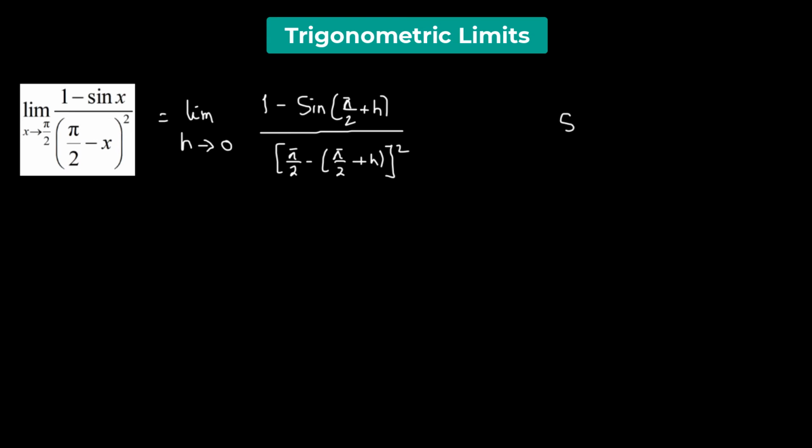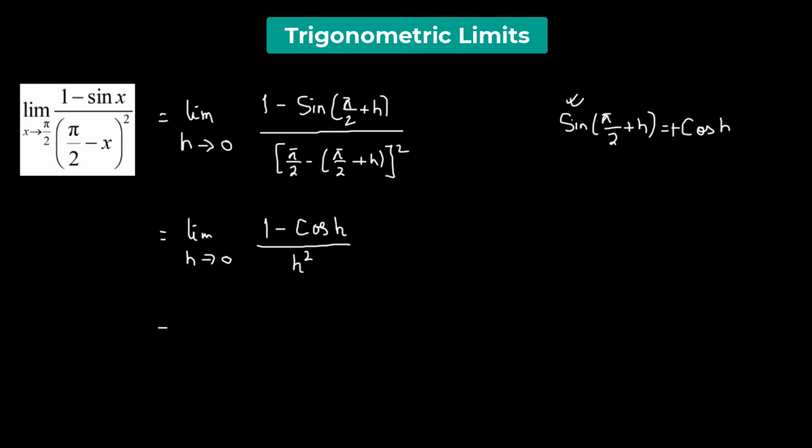Now we know that sine of pi over 2 plus h will be equal to, now this is in the second quadrant, it's 90 plus theta, so sine will change to cosine, so we'll have cosine of h. Since in the second quadrant sine is positive, we'll have positive cosine of h. So that function will now become limit h tending to 0, 1 minus cosine of h divided by, so the pi by 2 gets cancelled, and we have negative h whole squared, so that will be simply h squared, which is equal to limit h tending to 0.